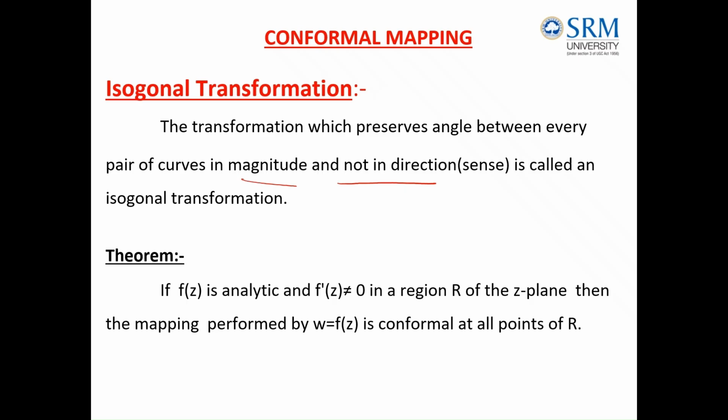Next comes the theorem based on conformal mapping. If f of z is analytic and f dash of z is not equal to 0 in the region R of the z plane, then the mapping performed by W equal to f of z is conformal at all the points in R. So this is an important theorem to understand: the derivative of f of z not equal to 0 implies the mapping is conformal.